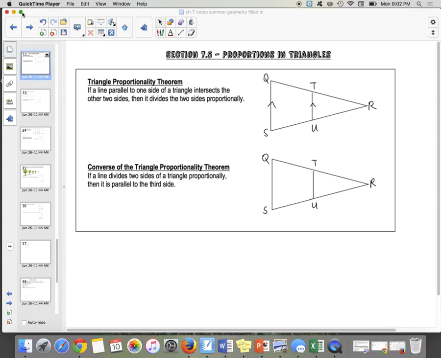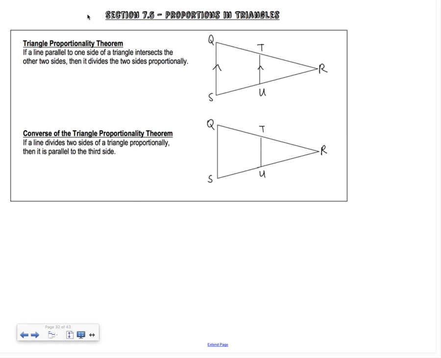Section 7.5 is on proportions in triangles. So we start with two theorems. The first one's called the triangle proportionality theorem. It says if a line parallel to one side of a triangle intersects the other two sides, then it divides the two sides proportionally.